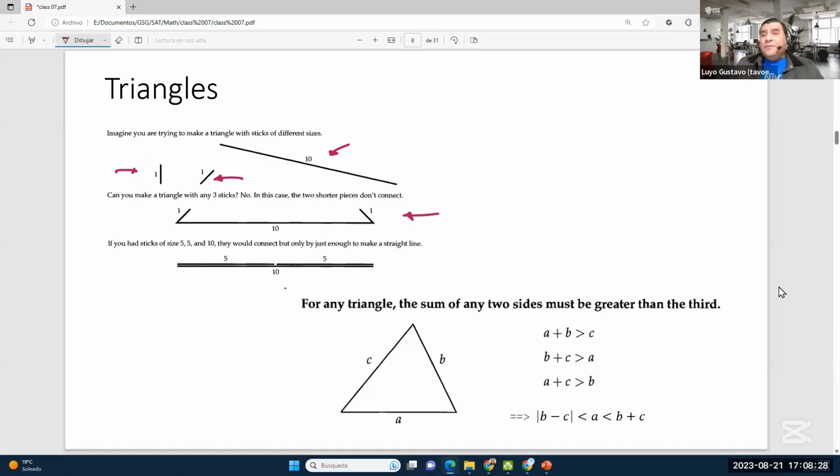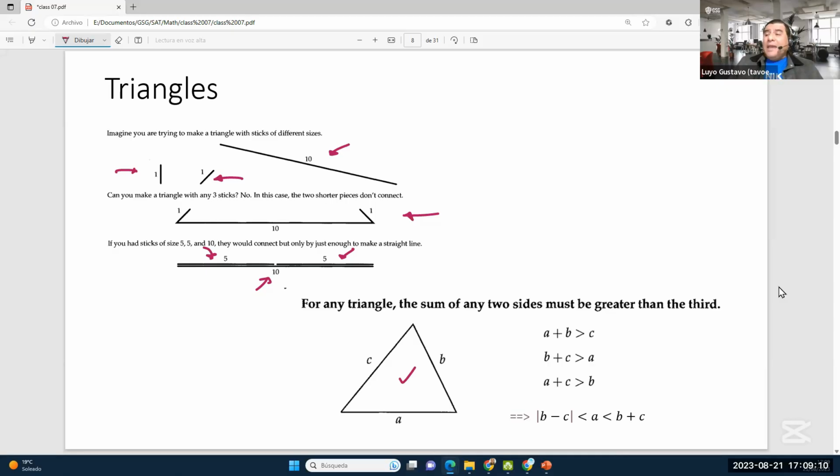The same would happen if you had three segments, one of 5, another of 5, and a third of 10. You would have just a straight line. So what is going on? If you want to have any triangle, there has to be a relationship among the lengths of the three sides. Any of the sides can never exceed the combined length of the other two. In other words, in this triangle, C has to be always less than the sum of A plus B.